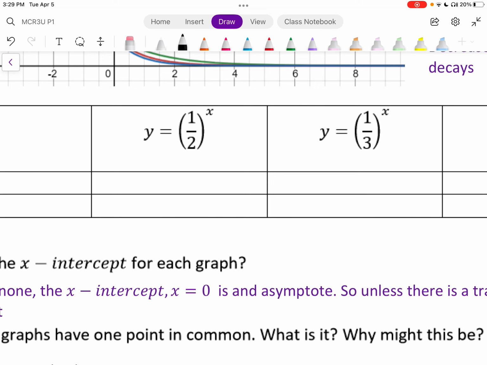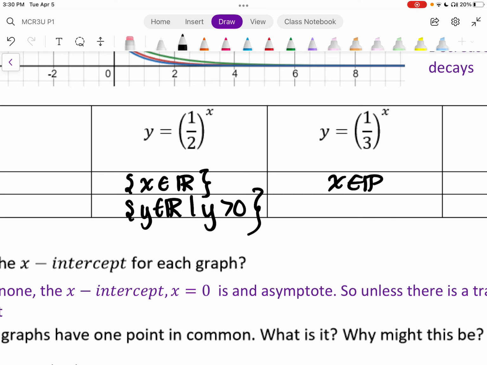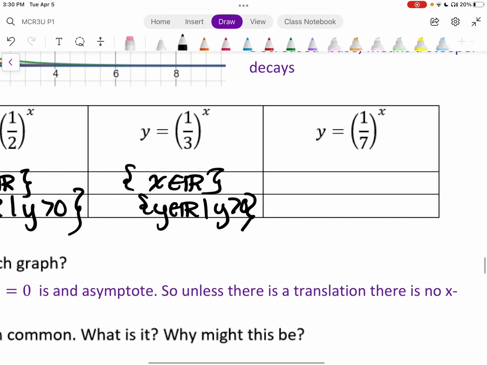And here our domain and range should be the same. X is an element of all real numbers, right? Y is an element of all real numbers, and we still have an asymptote at 0. So it's going to be y is greater than 0, right? Greater than, not equal to. And they all have the same.